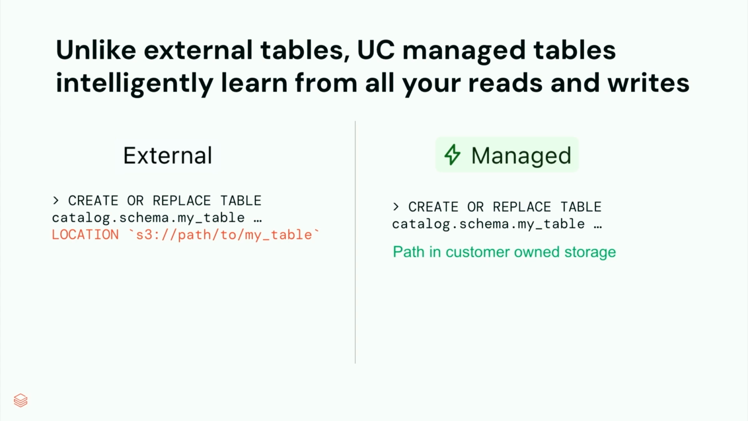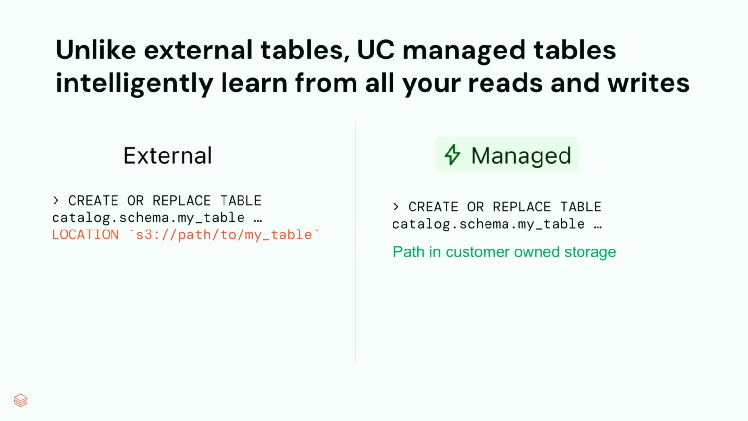But what's most important to know about Unity Catalog Managed Tables and how they're actually optimized is the fact that unlike UC External Tables, UC Managed Tables actually intelligently learn from all your reads and writes. So here on the left, you can see with external tables, the way that they're created is that you create the table and you specify the path. Whereas with UC Managed Tables, Unity Catalog will create the path for you. However, you can define the catalog and the schema where that managed table resides, as well as the storage location for that catalog and schema.